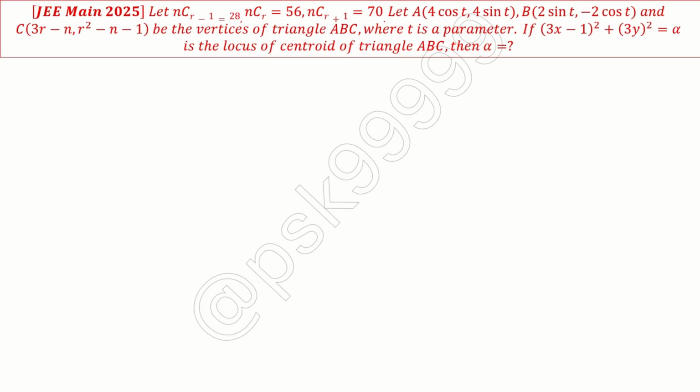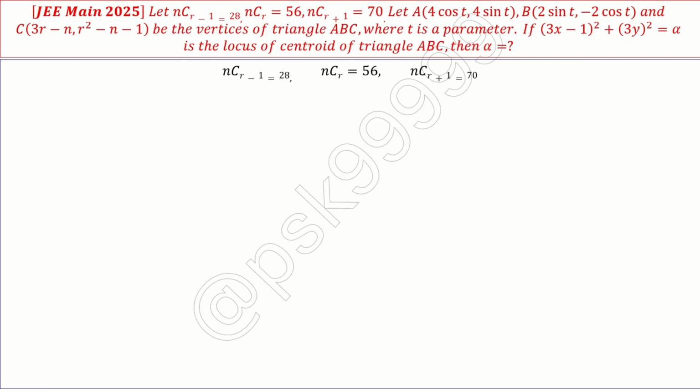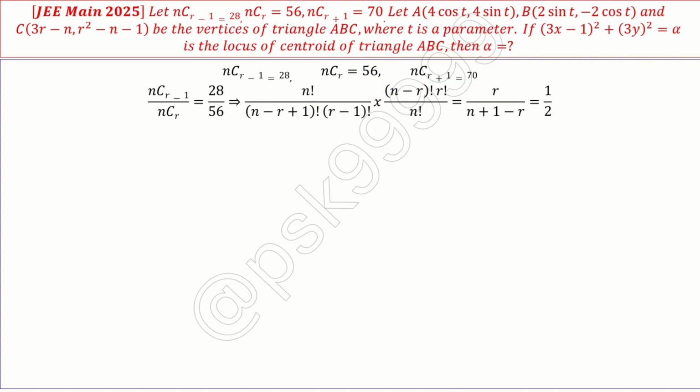So let's do one by one. nCr minus 1 equal to 28, nCr equal to 56, nCr plus 1 equal to 70. So you take any two and the ratio. That way it is very easy to get n and r value. So nCr minus 1 divided by nCr is equal to 28 by 56, which is 1 by 2. nCr minus 1 is nothing but n factorial divided by n minus r plus 1 factorial into r minus 1 factorial, multiplied by, this is 1 by nCr, so it will be reversed: n minus r factorial into r factorial by n factorial.